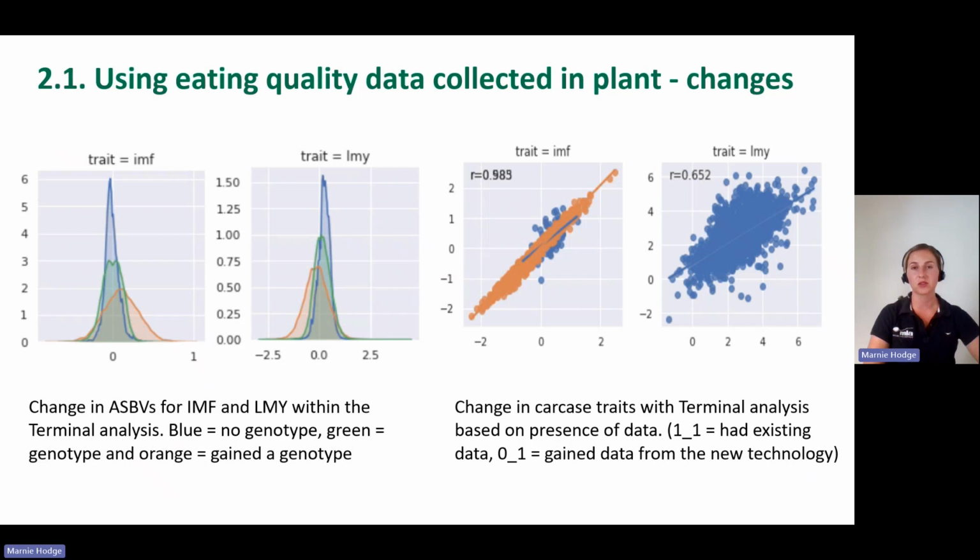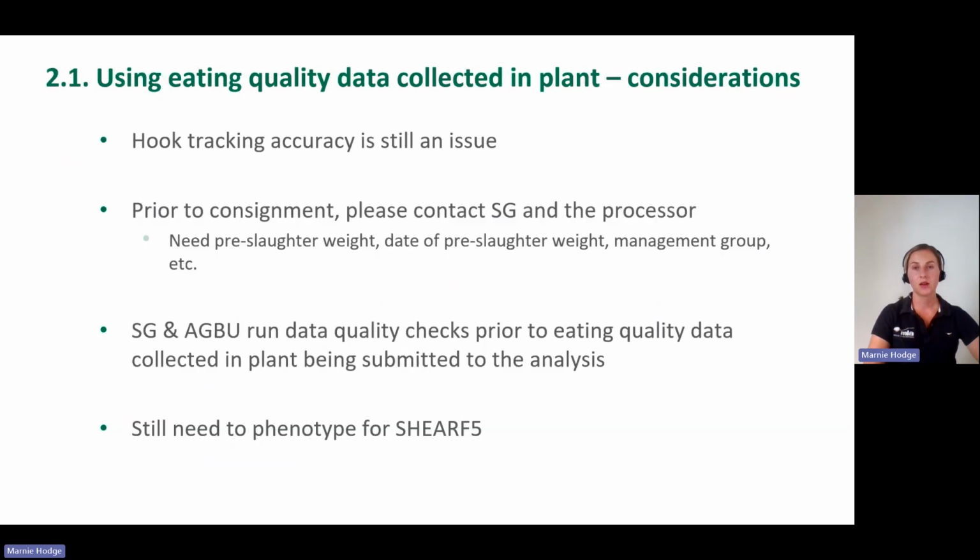It's at about 0.652, which is likely because there's more data points being added into the analysis for lean meat yield compared to IMF. Some considerations if you're thinking about consigning animals to a processor that collects eating quality data in plant: we know that hook tracking is still a very big issue, so we need to make sure that the data being captured is accurate before it flows through to the genetic evaluation.